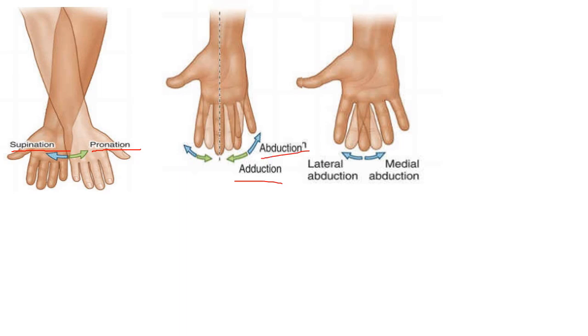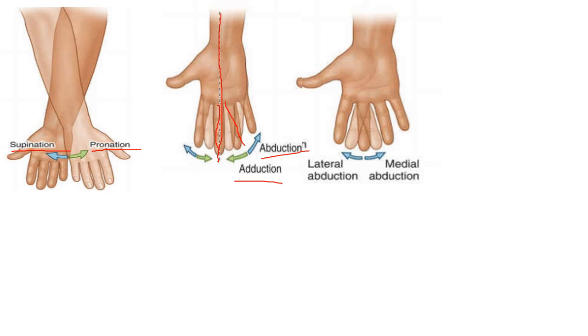So in reference to this midline, the median plane of the hand, you find that if you move your fingers away from this midline, that would be abduction, because abducting is moving away, adduction is taking it back. So abduction is moving your fingers away from this midline, then adduction is taking it back towards this midline.